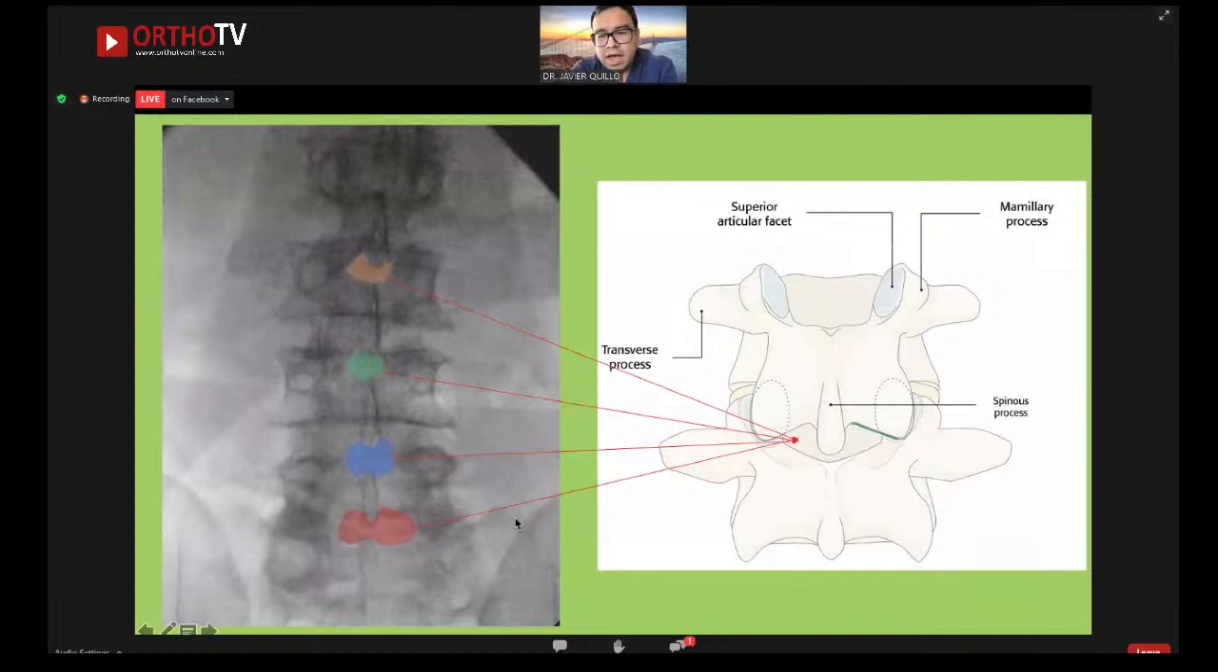Another important thing is to know specifically the anatomy of the region that we are going to approach. Why? Because this is the imaging that we can observe with the endoscope.